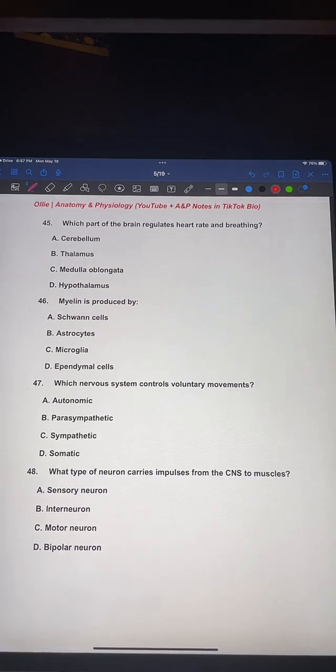45. Which part of the brain regulates heart rate and breathing? Heart rate and breathing.